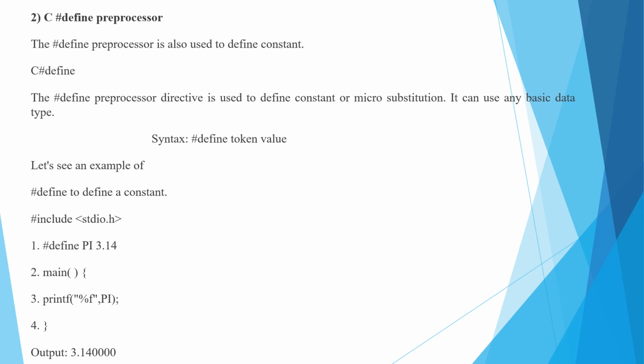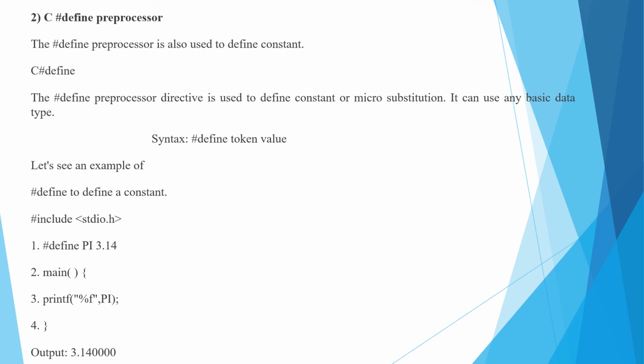The second way of defining a constant is the #define preprocessor statement. The #define preprocessor statement is also used to define a constant. #define is a preprocessor directive used to define character constants or macro substitutions in our C program. It can use any basic data type. The syntax is: #define token value.